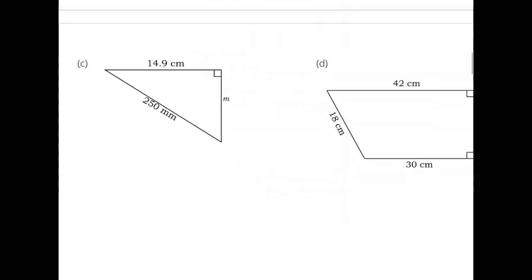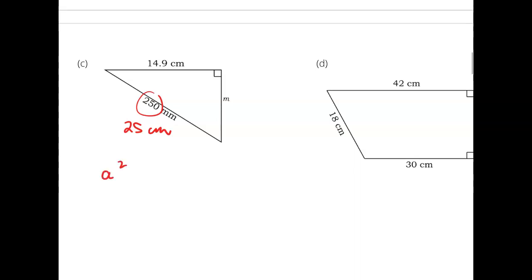What's different about c? Yeah, they're in different units. So what would be the best thing to do here? Make them the same. And as long as we're consistent, it absolutely makes no difference. So we've got 14.9 centimetres, and perhaps we could change that to 25 centimetres first. That does sometimes trick people. So be careful, make sure the units are consistent before you do anything else.